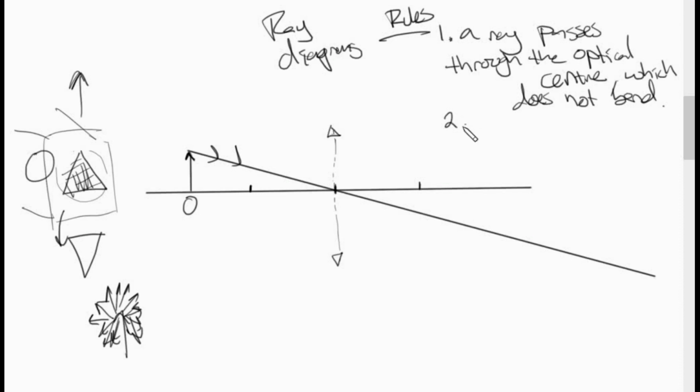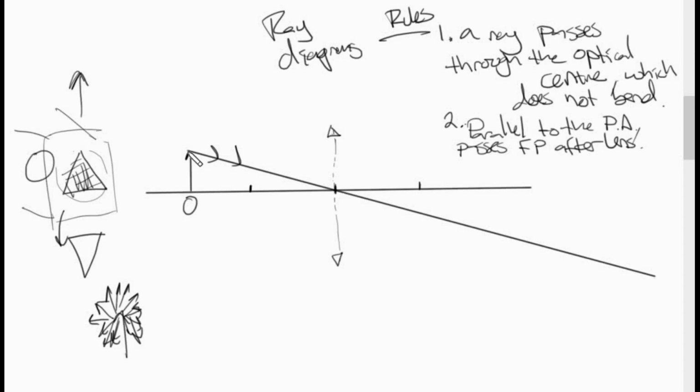Rule number 2, can you tell me? If the ray of light is parallel to the principal axis. Very good. Parallel to the principal axis, passes through the focal point. Yes, after crossing the lens. Yeah. Passes through the focal point after the lens. Yes, my handwriting is not so good, but I guess you guys understand what I'm trying to say.